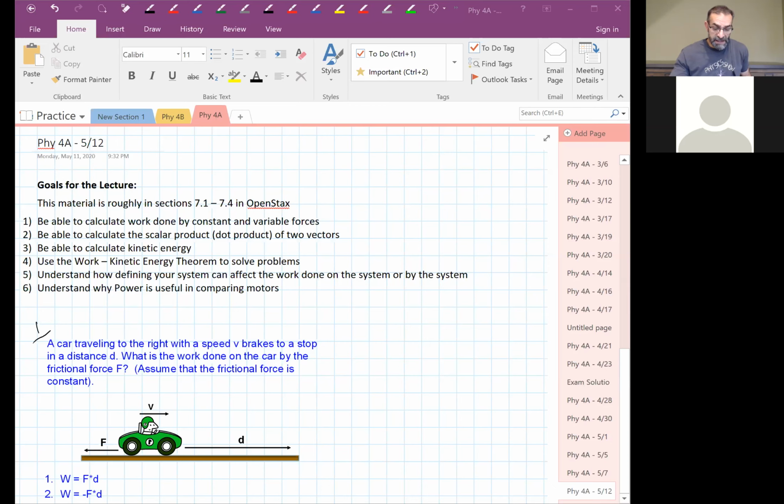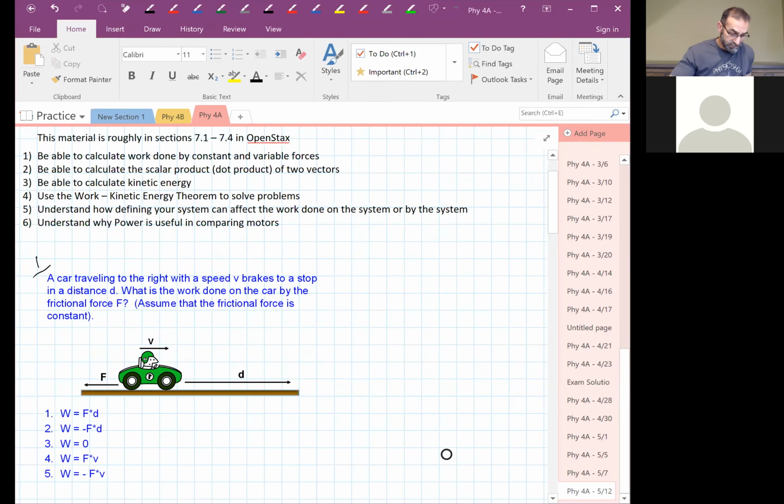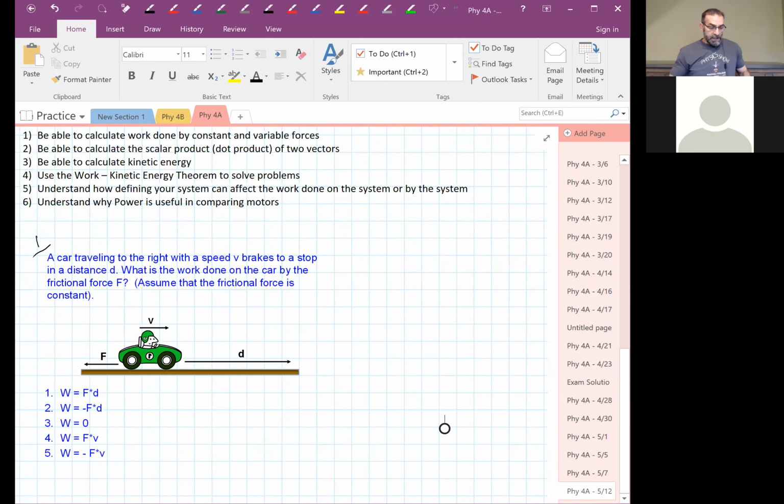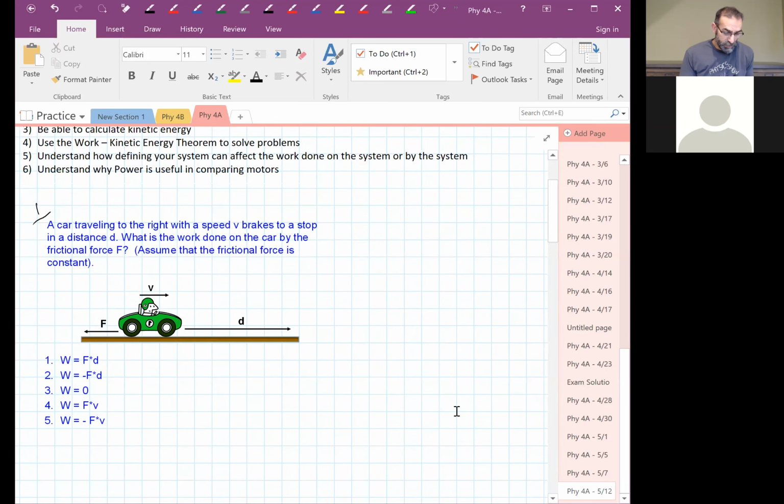Let's take a look at this situation, this example. A car traveling to the right with speed V brakes to a stop in a distance D. What's the work done on the car by the friction force, assuming the forces are constant? I know we haven't started talking about it yet. This is sort of a pre-quiz.